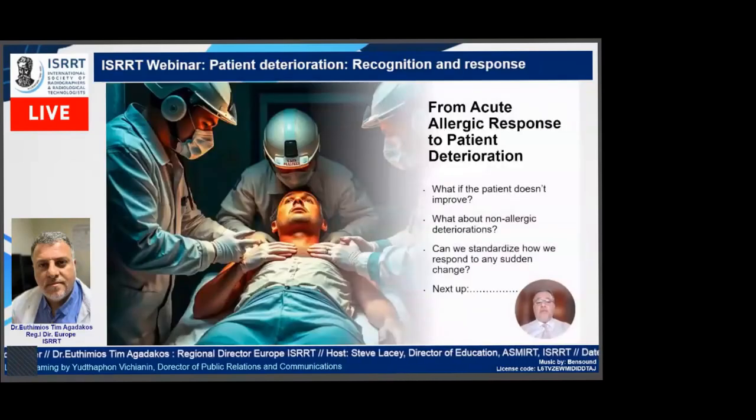But what happens if the patient doesn't respond to treatment? Or what if the deterioration isn't allergic in nature, moving from acute allergic response to patient deterioration? You may have a patient with seizures, hyperglycemia, cardiac events. These happen too. These will be discussed in the next presentation, and I'm certain that the next session will give you even more confidence in crisis scenarios.